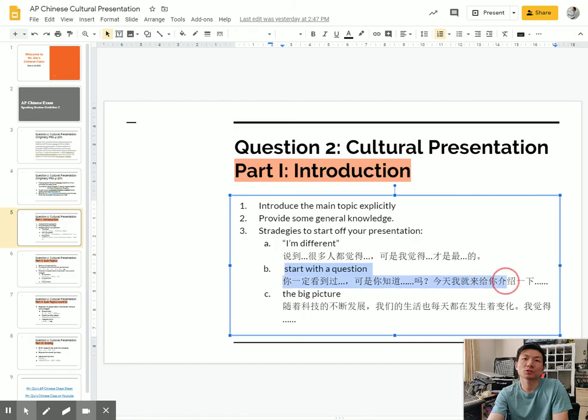Number two is to start with a question. That's a way to like engage the audience a little bit more. 你一定看到过 something, for example, 中国人家里贴的春联，可是你知道春联是怎么来的吗？为什么大家会在门上贴春联呢？今天我就给大家来介绍一下，and then introduce the topic. So this is using the question to kind of like set a little bit suspension. So that's a good way to engage the audience and add a little bit length to your introduction part as well.